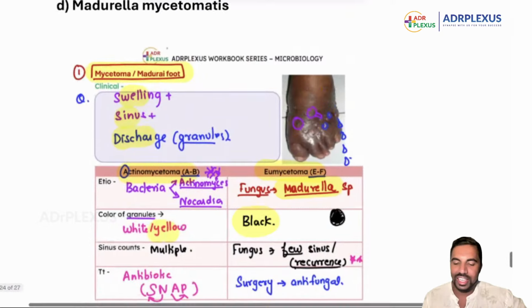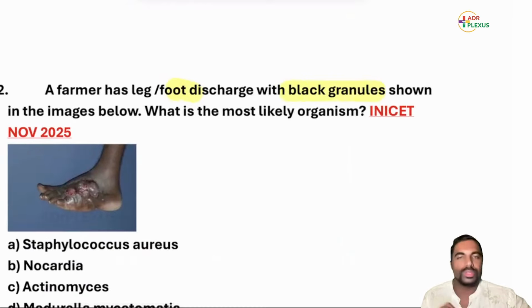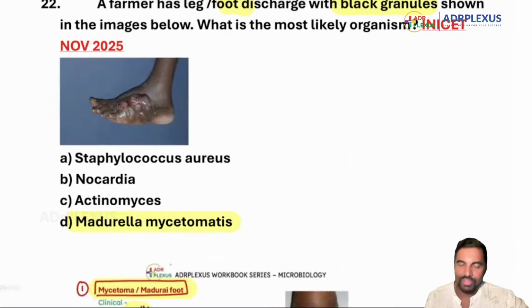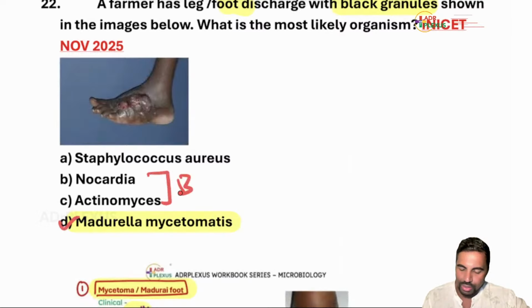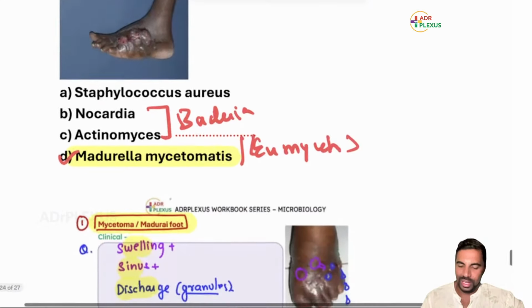So exactly they gave you the question. They have a foot with the black granules. Granules will be black and black discharge, black granules. So your answer should be definitely Madurella, which is a fungus. Definitely not the actinomycetoma. These two are bacterial. Eumycetoma, actinomycetoma. This is your eumycetoma. Okay, all the clues were given there. So just go through it once. That's all. Okay. Now what happened?